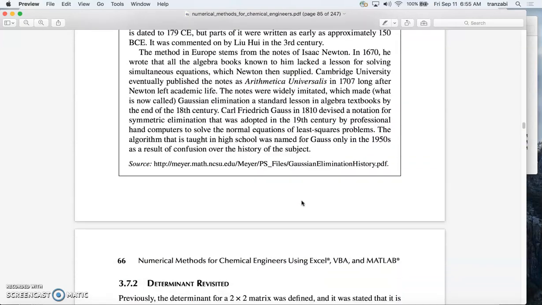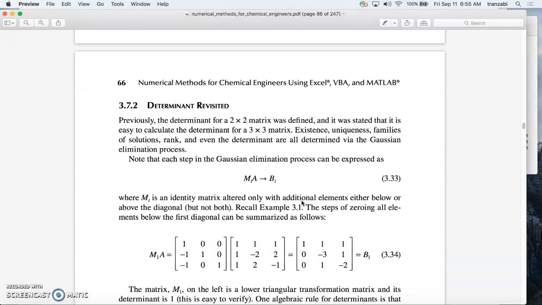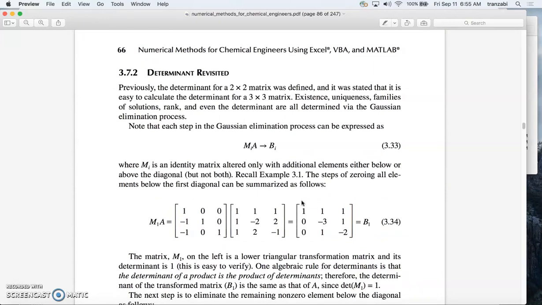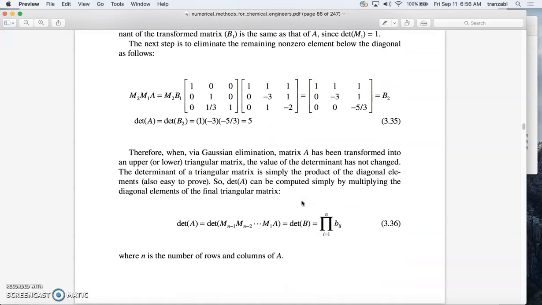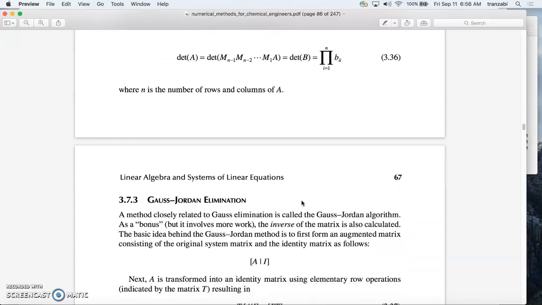Let me see. So we talked about the matrix. Now, determinant. Well, in the textbook, there's a section 372 that talks about how to get the determinant of a matrix using row operations. I'm going to skip that. I think this is a bit off the topic, so we're not going to cover that, and you're not responsible for that during the exam.